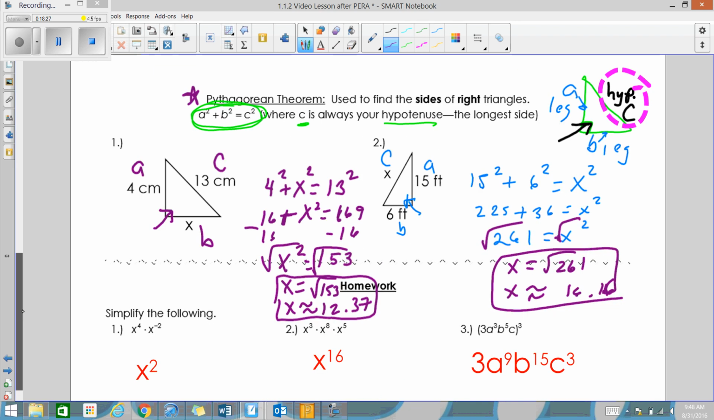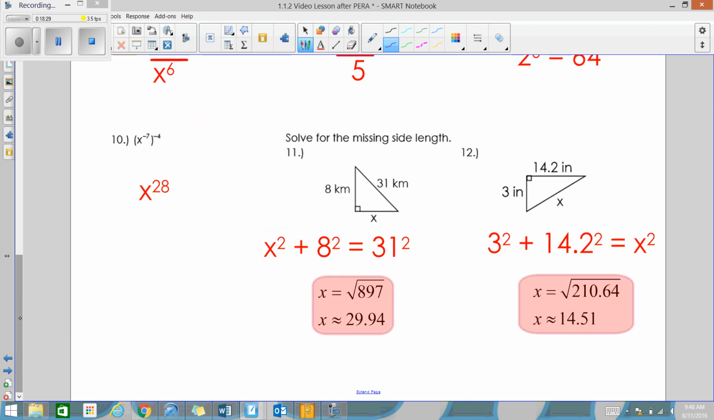Ooh, come on now. There we go. So you can see 11 and 12.